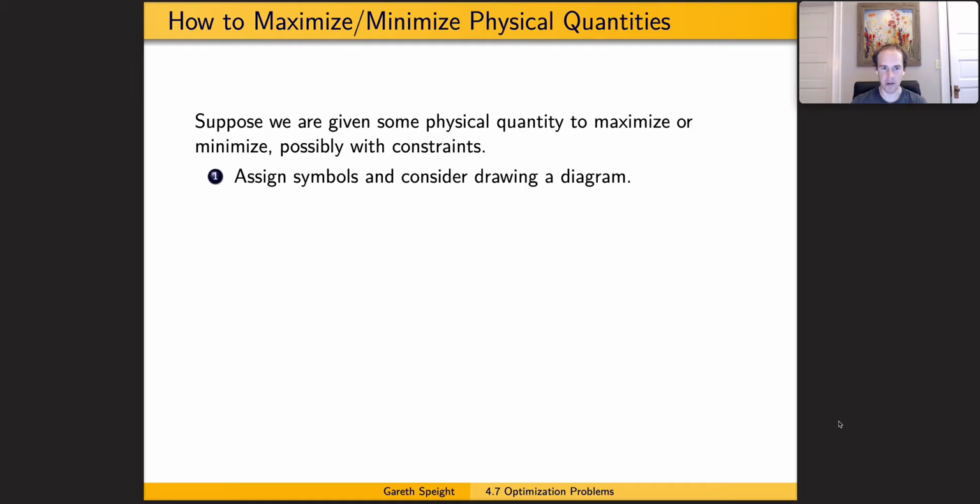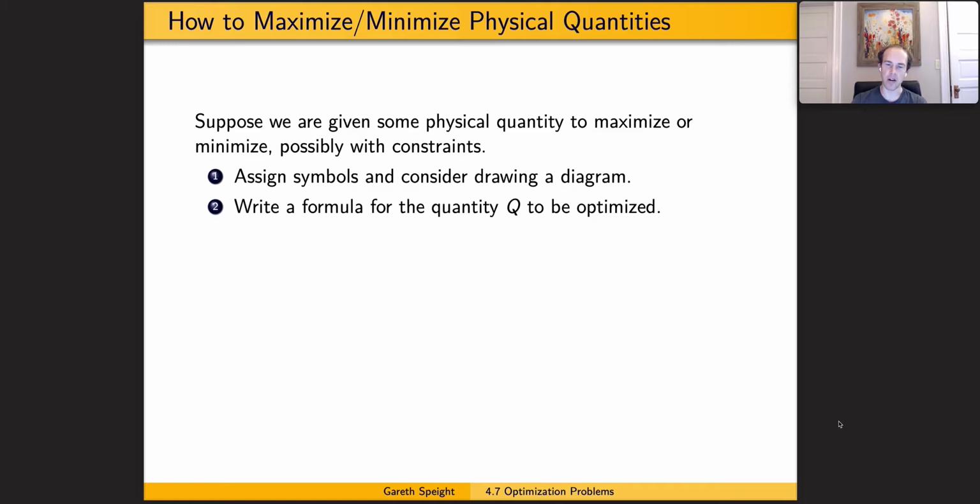Just like with related rates, we can't do calculus if we don't have any variables, if we don't have any symbols. So we start by assigning some symbols. If it's a complicated question, we might want to draw a diagram. Then we write a formula for the thing we're trying to maximize or minimize. Depending on the problem, it could be different things: volume, area, cost, profit, who knows what. So we write a formula for that in terms of our variables.